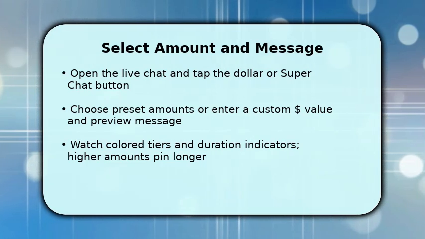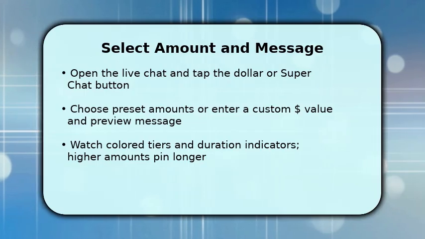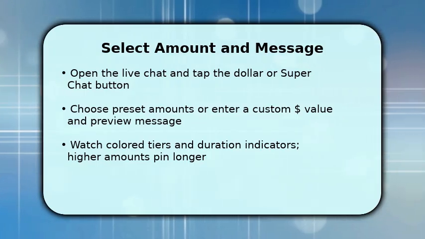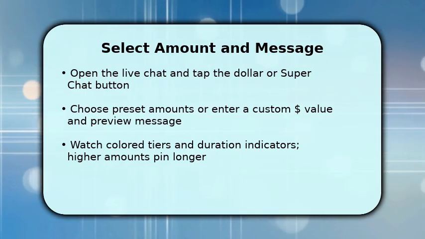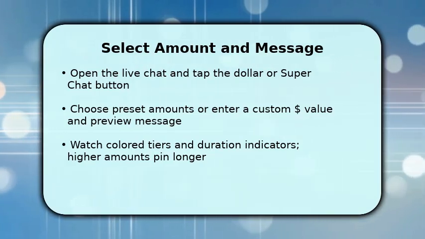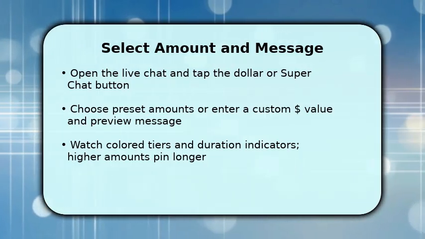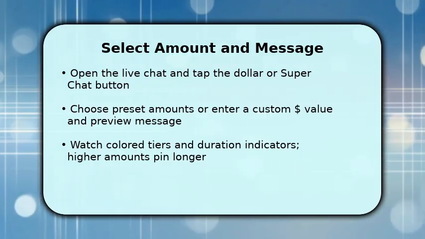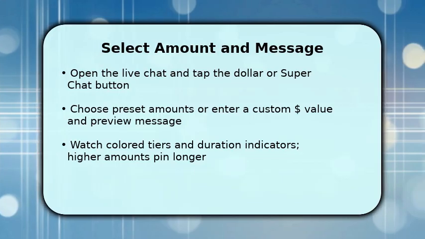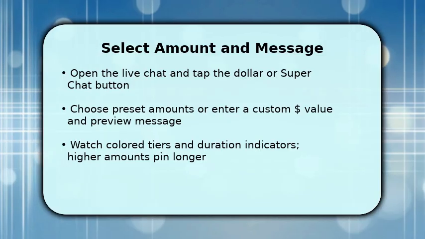Once you're in the live chat, tap the Super Chat or dollar icon to open the purchase flow. Next, choose a preset tier or enter a custom dollar amount and type your short message for the creator. Make sure to preview the color and how long the chat will remain highlighted, higher amounts buy longer pin time and brighter colors. After reviewing, confirm the amount and message so the payment screen appears, ready for final authorization.